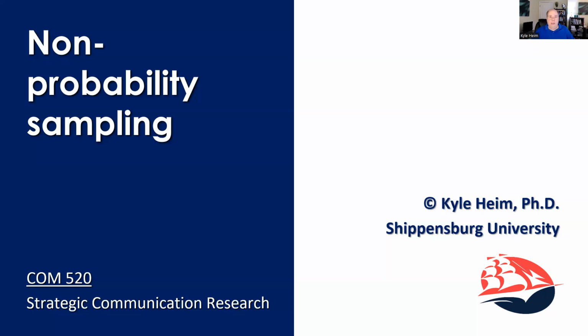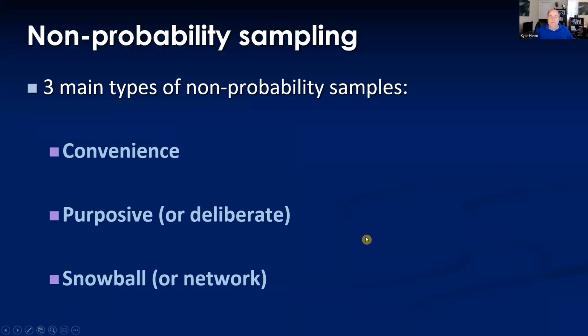Let's talk about the three main categories of non-probability samples. The first one is convenience sampling, which is the weakest of the three. But then there is also purposive, or sometimes referred to as deliberate sampling. And then finally, snowball or network sampling. There are other types as well. I know the textbook mentions a few other types, but I want you to focus primarily on these three types of non-probability samples. So let's start with the first one, which is convenience sampling.